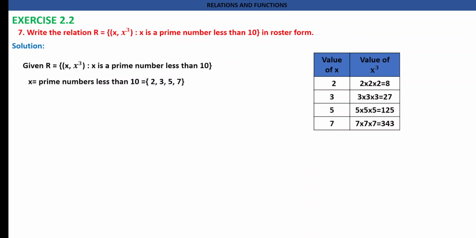2, that is 2 times 2 is 4, 4 times 2 is 8. If x is 3, then x cube will be 3 into 3 into 3, that is 27. If x is 5, 5 cube is 125. If x is 7, then 7 cube is 343. Therefore, the relation in roster form is R = {(2, 8), (3, 27), (5, 125), (7, 343)}.